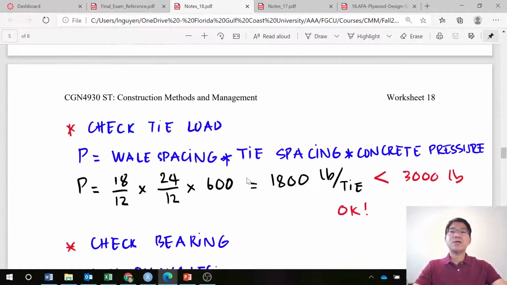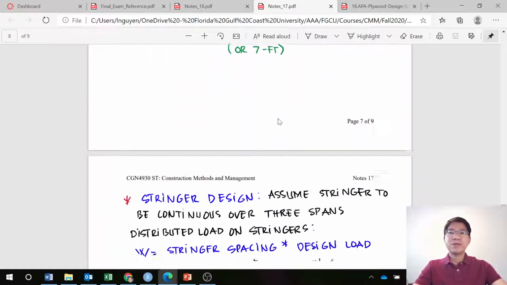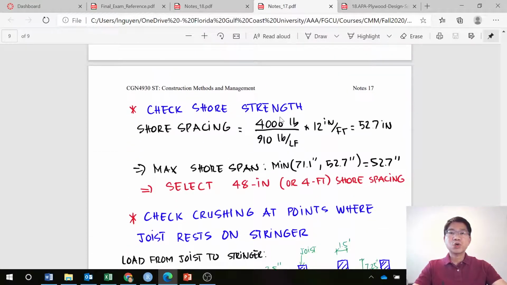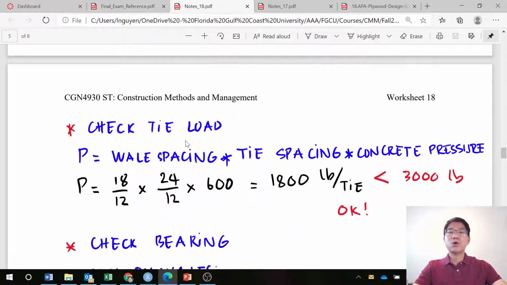With that, similar to the previous problem that had a lengthy video, you can remember that we check for shear strength and check for crushing, and we can do the same here. Check for the tie load. The load equals the wall spacing times tie spacing times concrete pressure. We selected previously wall spacing 18 inches, tie spacing 24 inches, and concrete pressure 600 pounds per square foot, so we get 1800 pounds per tie.